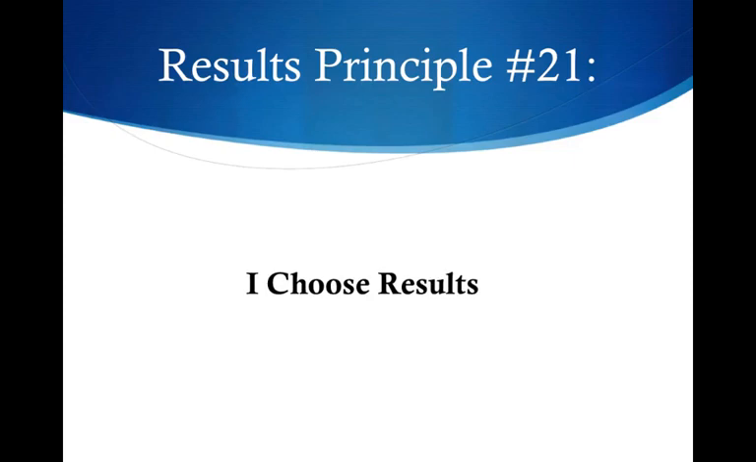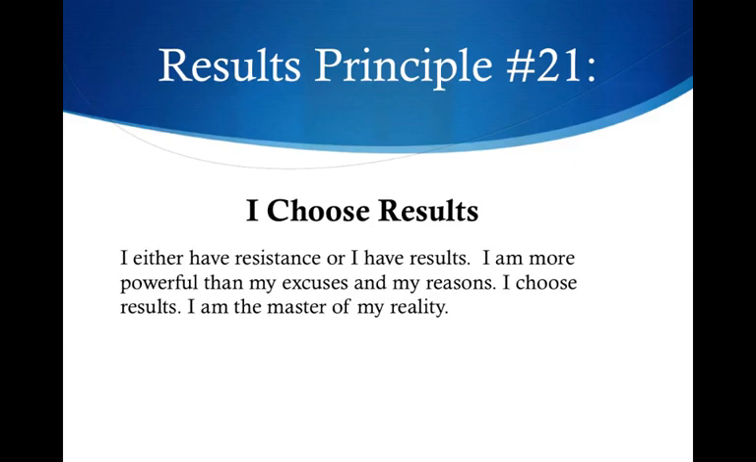Result principle number 21. I choose results. I either have resistance or I have results. I am more powerful than my excuses and my reasons. I choose results. I am the master of my reality. I choose results. If you do not choose results, you choose not to have any. If you do not believe you can grow and learn and become a different person, you won't. If you don't believe you deserve to be happy, you won't be. If you don't believe you deserve to have a happy, loving, communicative relationship, you won't have one.